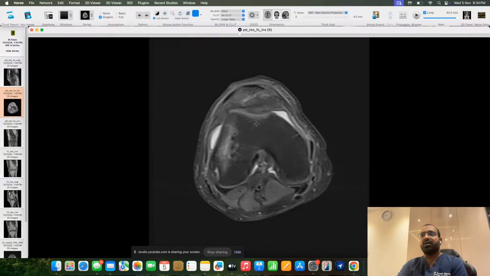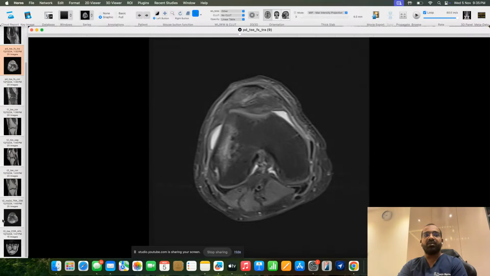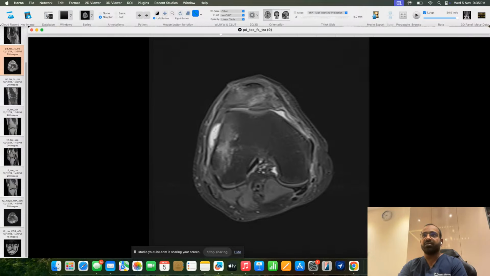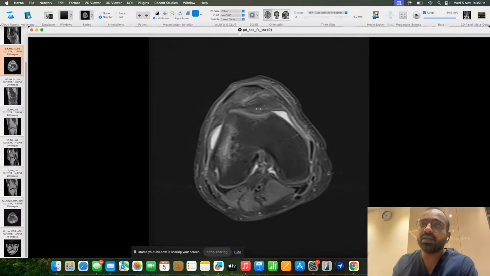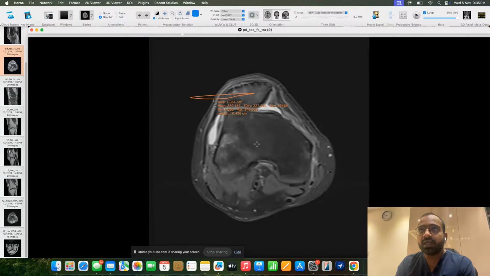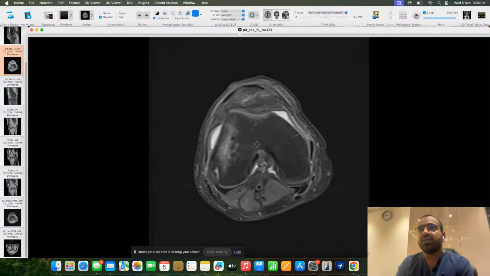But if we can measure it on T2 weighted or T1 weighted images, it is always good to have the sulcal depth and everything. And we are looking at the TT-TG distance. TT-TG is tibial tuberosity to trochlear groove. How do I measure? I need to measure the distance between them.